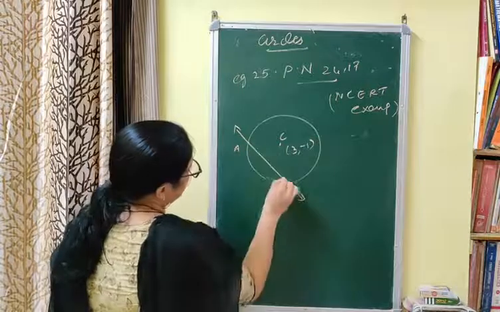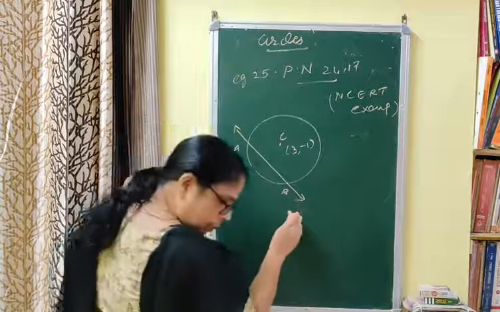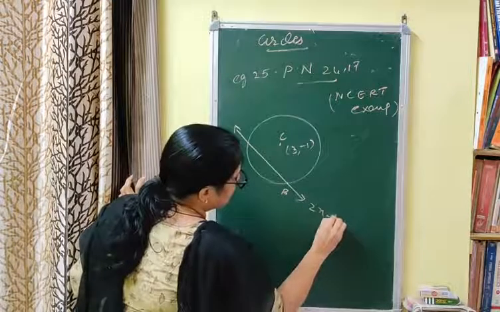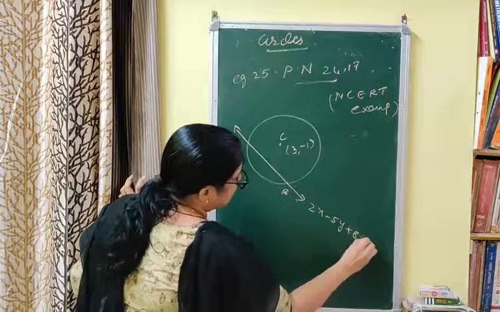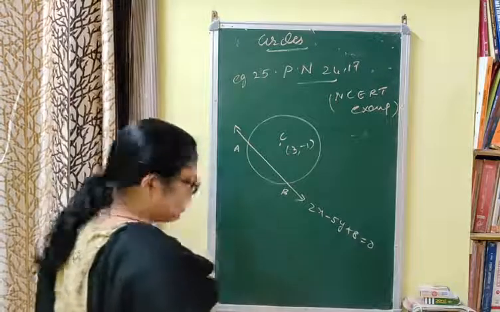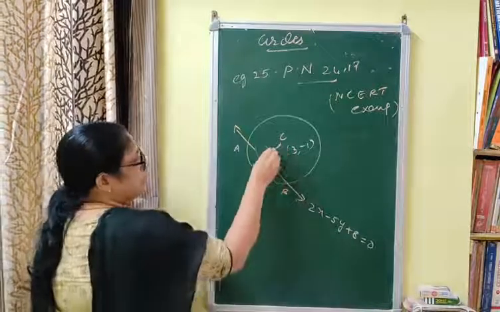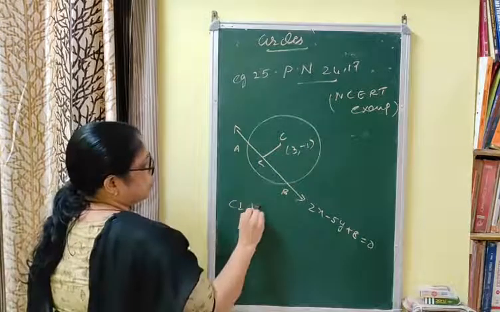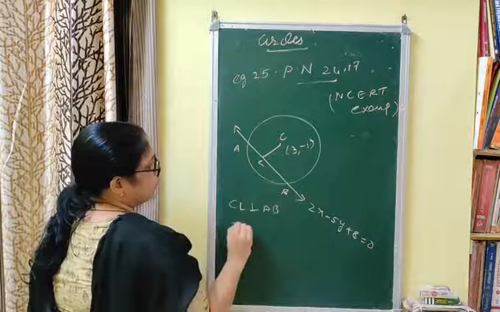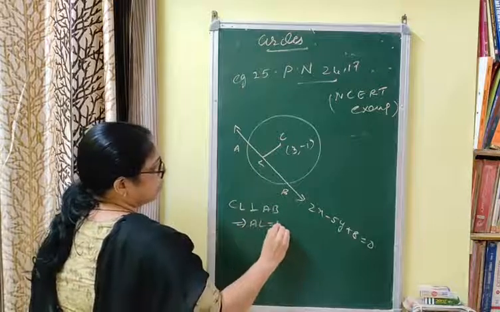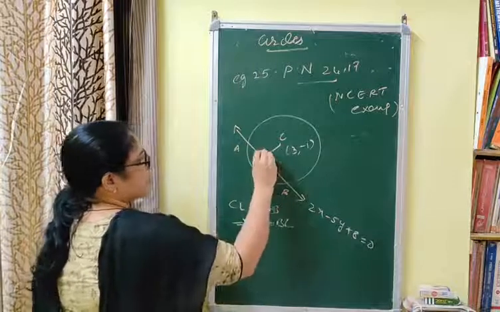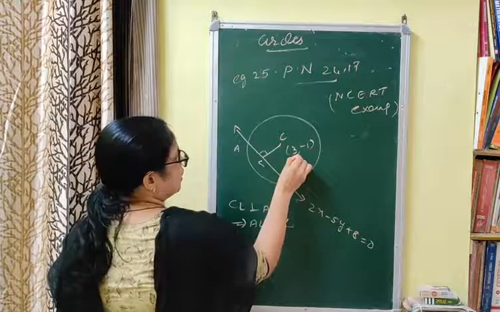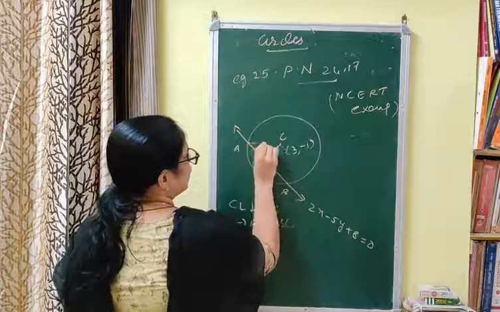This is the chord, and this line is represented by the equation 2x minus 5y plus 8 equal to 0. Now, if you draw a perpendicular from the center to this point, CL is perpendicular to AB, which implies AL equals BL, because a perpendicular from the center to any chord bisects it. Since you are given the center, you have to find the radius.